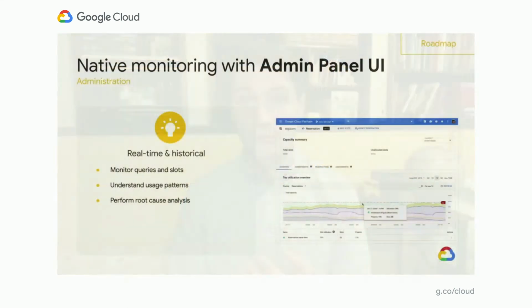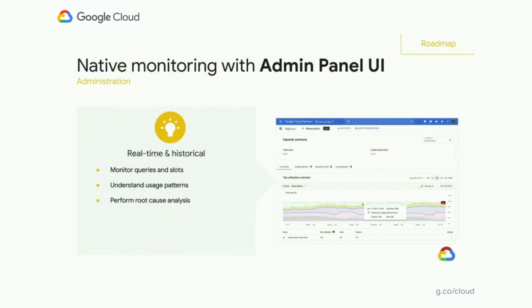We're continuing to expand our administration functionality in many different ways. So admin panel UI is one of those investments that we're making. It's on the roadmap. We're hoping to make it available in the next few months. Essentially what the administration panel UI does, it's a BigQuery native monitoring and administration platform. It allows you to chart how you're using BigQuery in real time. So it's going to allow you to monitor slots, resources, queries, jobs, users, and so on and so forth.